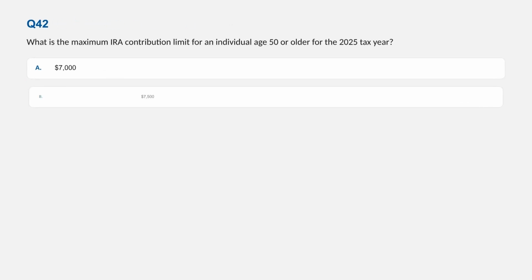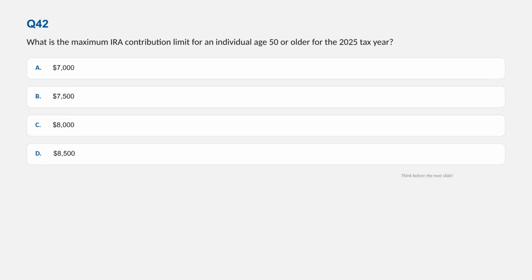Question 42. What is the maximum IRA contribution limit for an individual age 50 or older for the 2025 tax year? A. $7,000, B. $7,500, C. $8,000, D. $8,500.